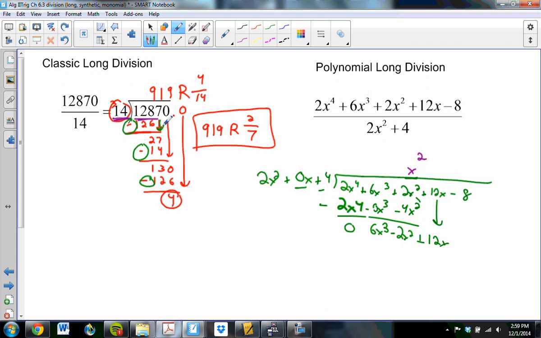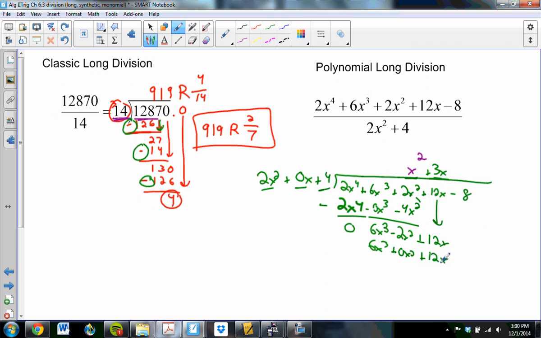Okay, I'm only checking the first thing. 2x squared goes into 6x to the third 3x times. So 3x times 2x squared is 6x to the third. 3x times 0x is 0x squared. 3x times 4 is 12x.